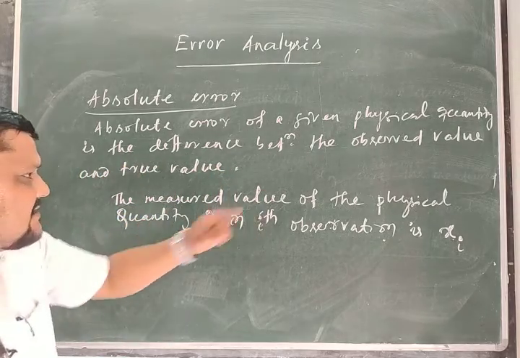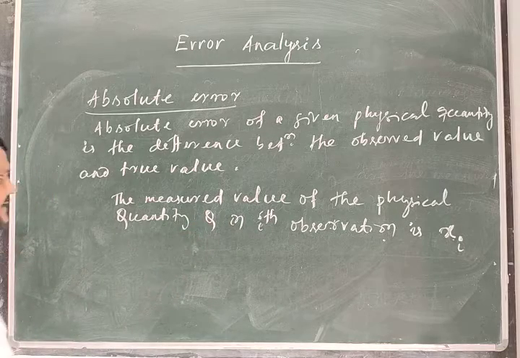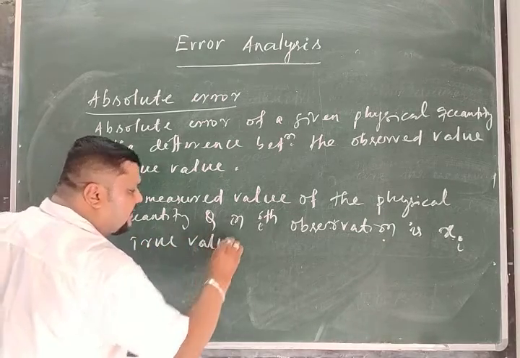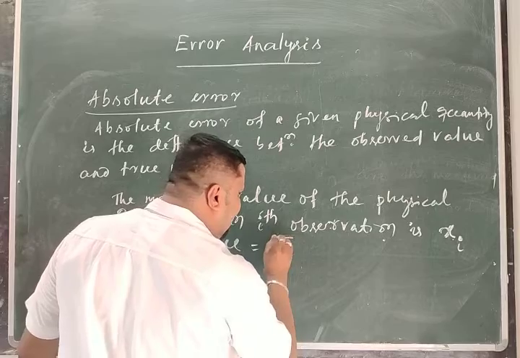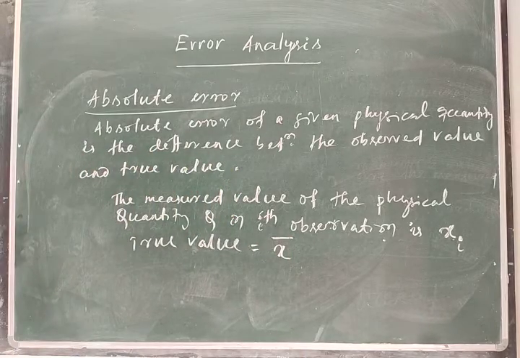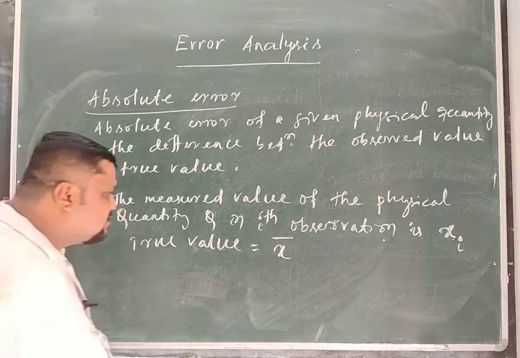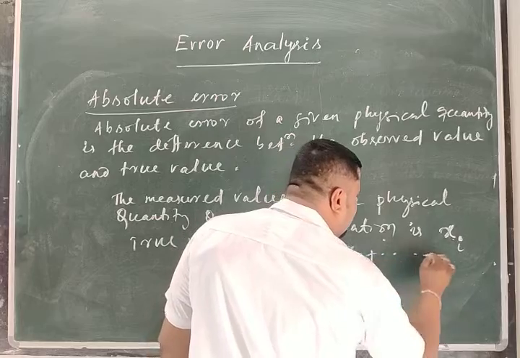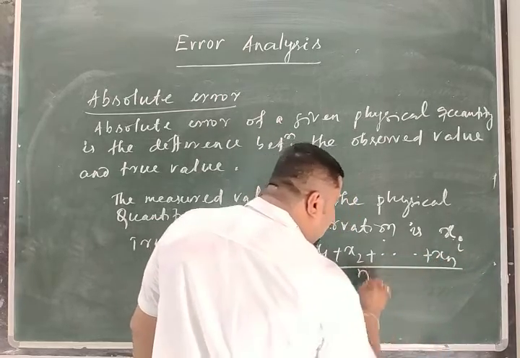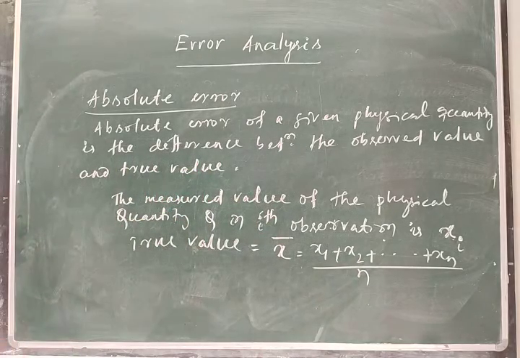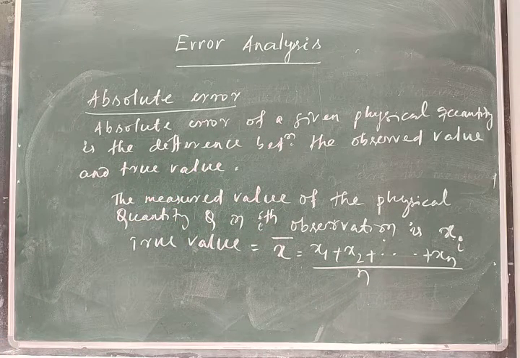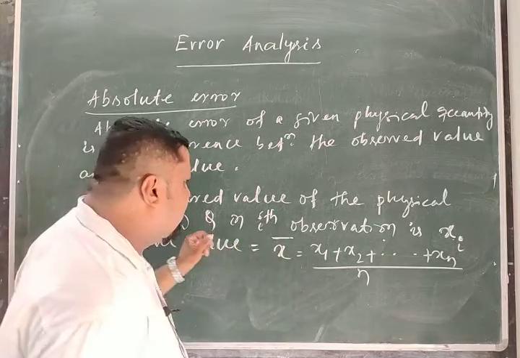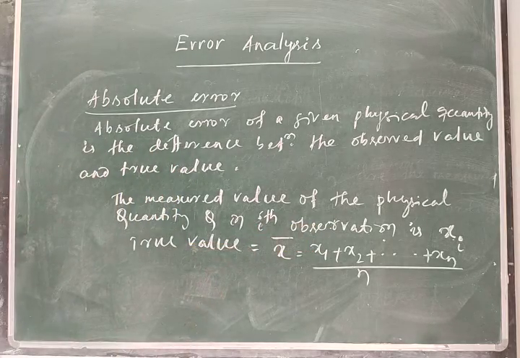So in the measurement, the measured value of the physical quantity Q in the ith observation is xi. Then the true value or mean value is x bar. What is x bar? This true value x bar is equal to x1 plus x2 up to xn divided by n. X bar means mean value. So this is the true value and this is the ith observation value xi.